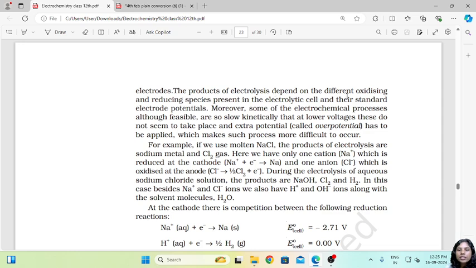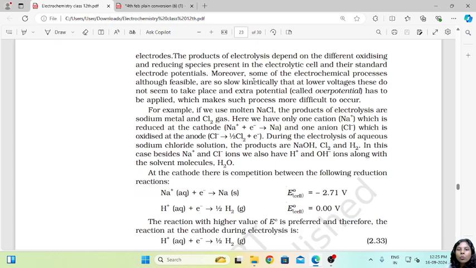The product of electrolysis mainly depends on the different oxidizing and reducing species present in the electrolytic cell and their standard electrode potentials. Moreover, some of the electrochemical processes, though feasible, are so slow kinetically that at lower voltages they do not seem to take place, and therefore extra potential has to be applied, which makes such a process even more difficult. So what we are saying is that some of the electrochemical processes are kinetically so slow that they do not tend to occur at low voltages.